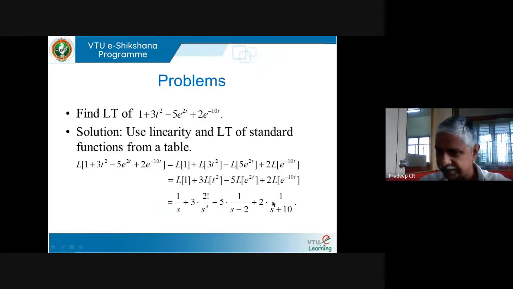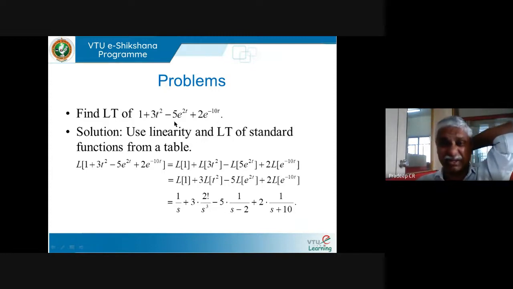You don't have to take an LCM of all this, and don't expect Laplace transform problems to have a very nice and cute final answer. It will not be. Mostly it will be ugly like this. Leave it like that. There's nothing else you can do, because the function itself is ugly: 1 plus 3t square minus 5 e power 2t plus 2 e power minus 10t. It doesn't look nice.